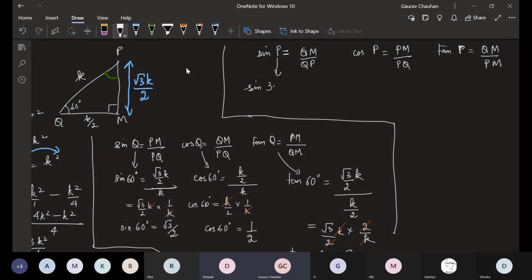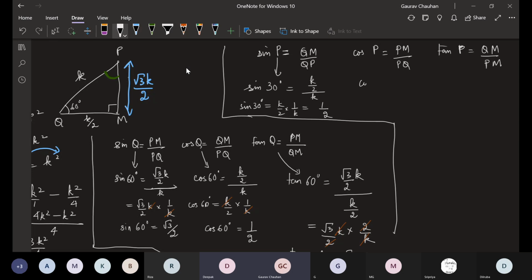30 degree is equal to QM by QP. Tell me, QM is? QM is K by 2, sir. K by 2 by K. That will come how much? K by 2 into 1 by K. That's equal to? 1 by 2, sir. Sine 30 is equal to 1 by 2. It matches with your table? Yes, sir.